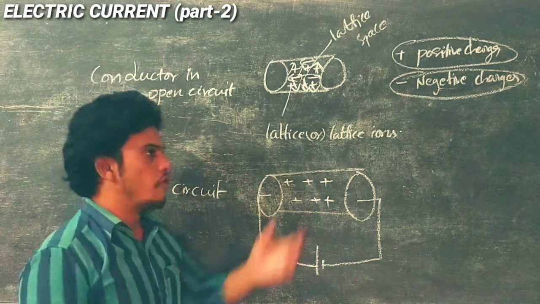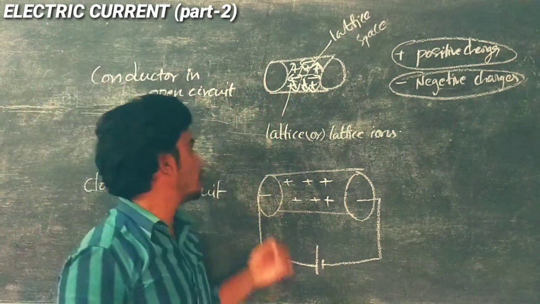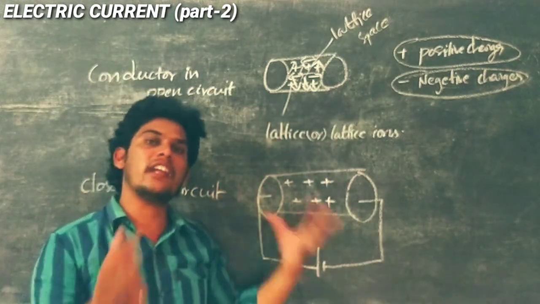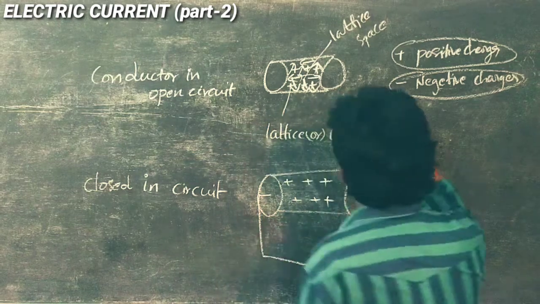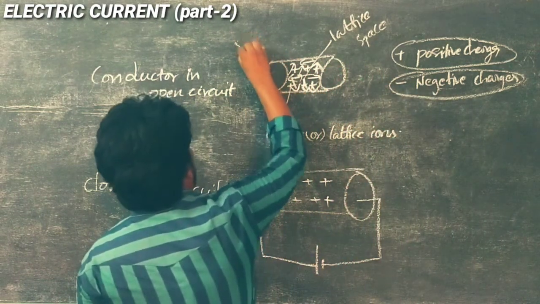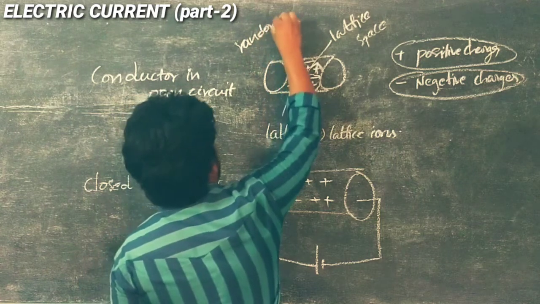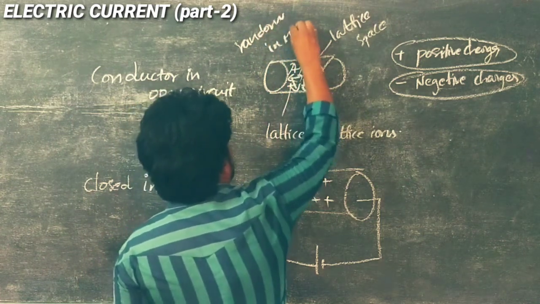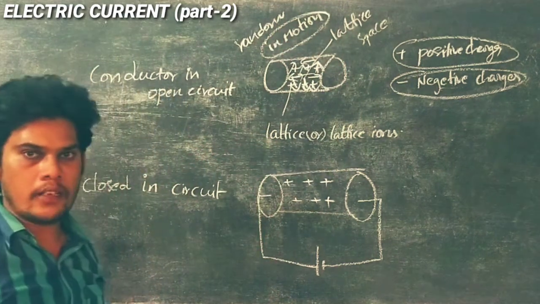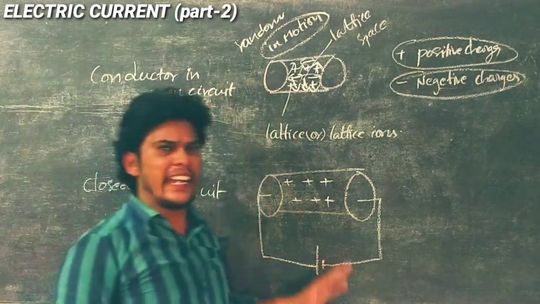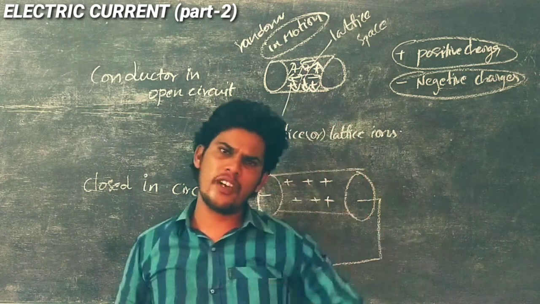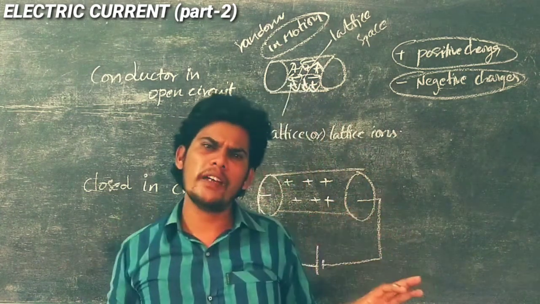Like that, when the conductor is open in circuit, the electrons present in the circuit move in a random direction. There is no proper direction, no uniform direction. So the electrons are random in motion. Due to this random motion, some electrons move left to right, right to left, up to down, down to up. There is no uniform direction.